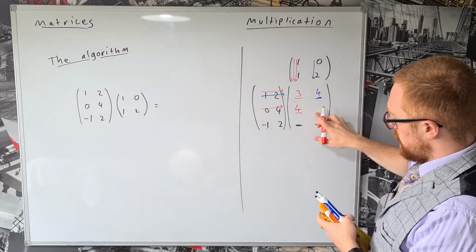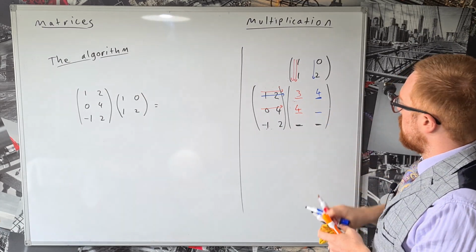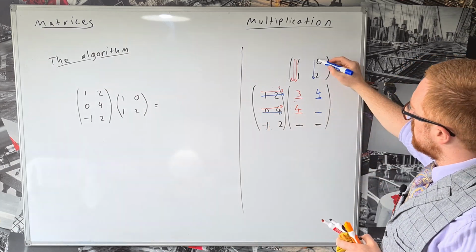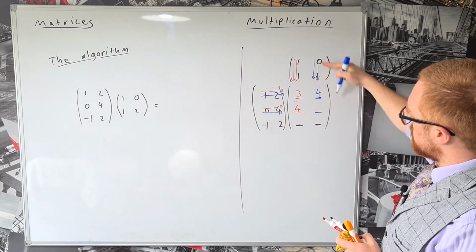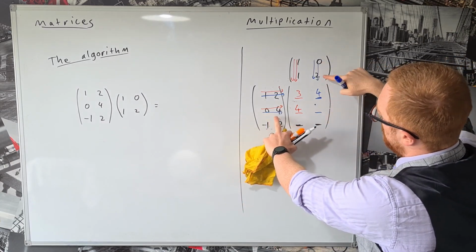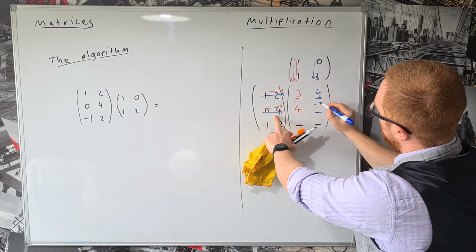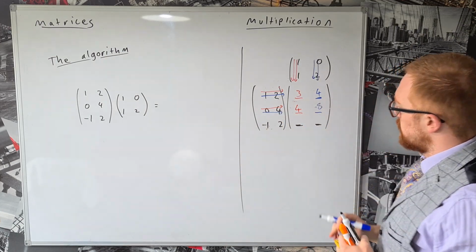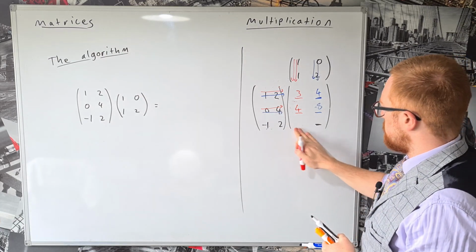Similarly for this entry here, it's in blue, we're going to do this row, the one that's in line with it, times this column, the one that's above it. So we get 0 times 0 is 0, 2 times 4 is 8, and 0 plus 8 is just 8. Okay, so last two now.